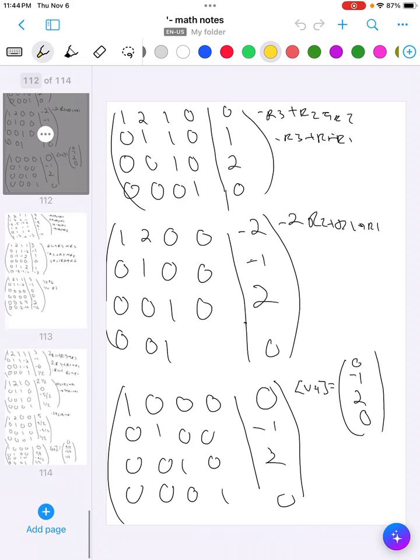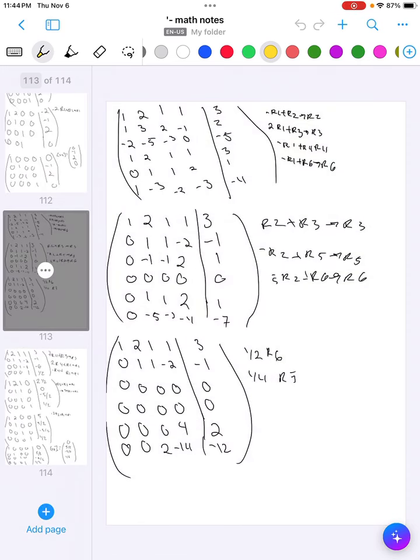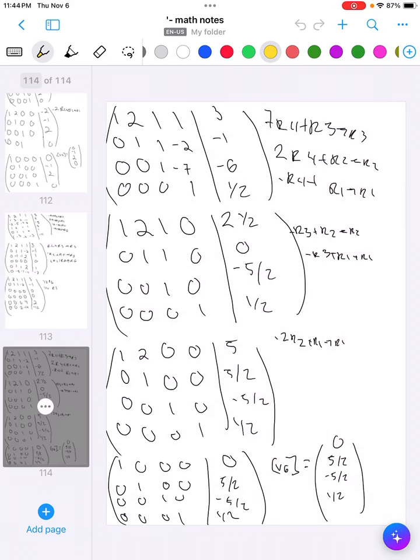And for the second one, it's the same thing. You would put the basis on the left and then the vector you're trying to find the coordinates for on the right, and then just get the reduced row echelon form, which would give you your coordinate vector. In this case, I'm not sure if I did the row reduction right, but I got that the coordinate vector for vector 6 is 0, 5/2, -5/2, and 1/2. And that's the answer.